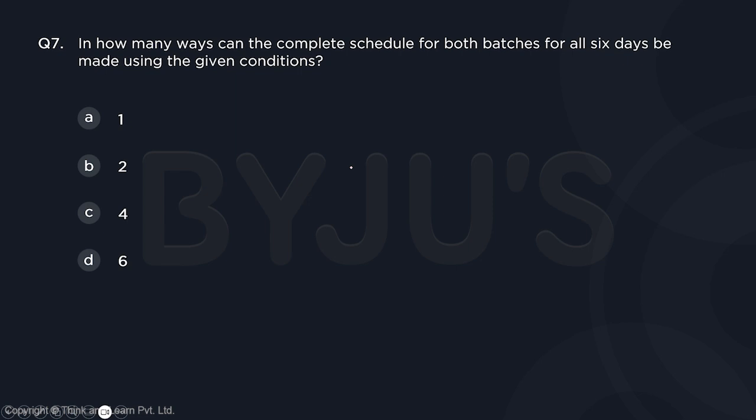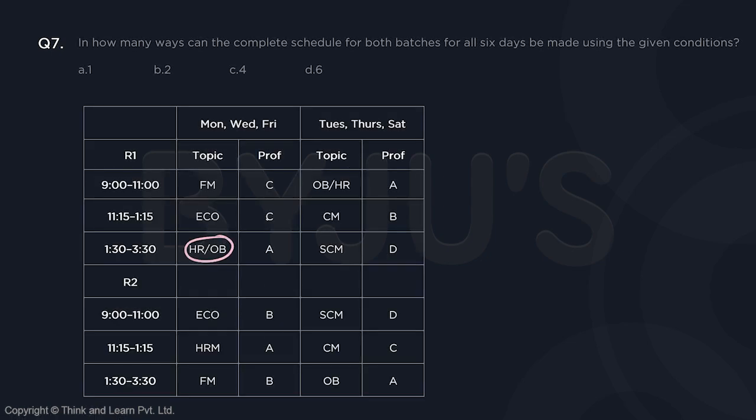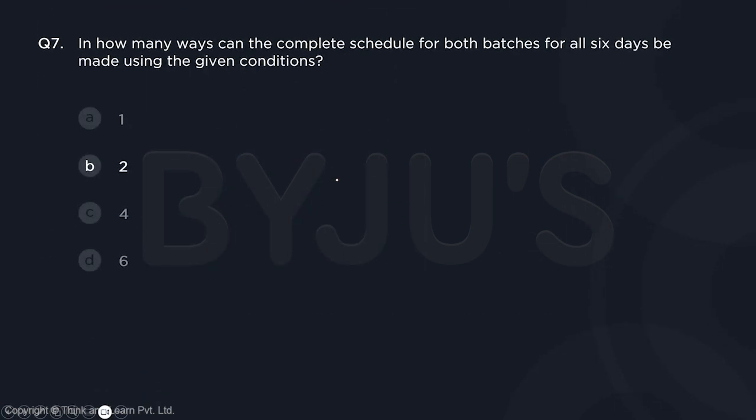In how many ways can the complete schedule for both batches for all 6 days be made using the given conditions? Now, through the table you can say that OB and HR is the only thing which is to be figured out, otherwise everything else is fixed. They can permute in 2 ways, so therefore there are 2 possible schedules according to the topic that can be made. Our answer for this question is 2.